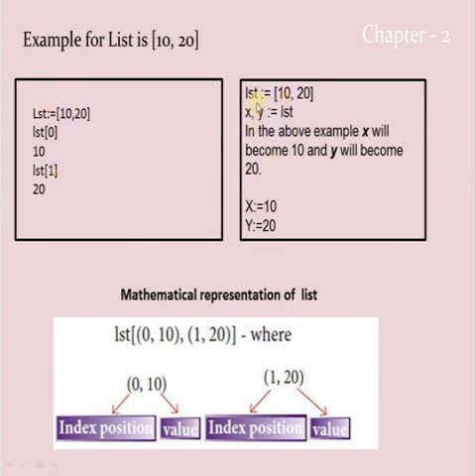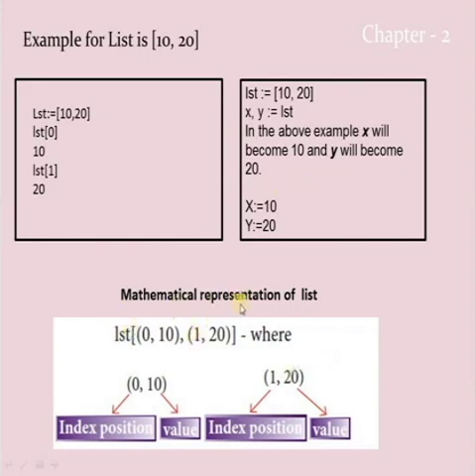Look here. Here list is 10, 20, but there is another assignment, x, y equal to list. That means the first variable x holds the first value of 10. The second variable y holds the second value of the list, 20. That means x equal to 10, y equal to 20. This methodology is also possible in list.